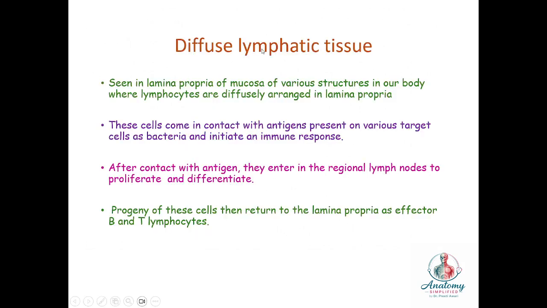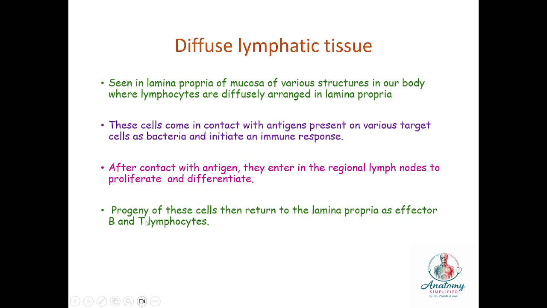Little bit about the diffuse lymphatic tissue. The diffuse lymphatic tissue is seen in the lamina propria of mucosa of various structures in our body, where lymphocytes are diffusely arranged in the mucosa. The cells come in contact with antigens present on various target cells such as bacteria and initiate an immune response. After contact with antigen, these lymphocytes enter the regional lymph nodes, proliferate, and differentiate.